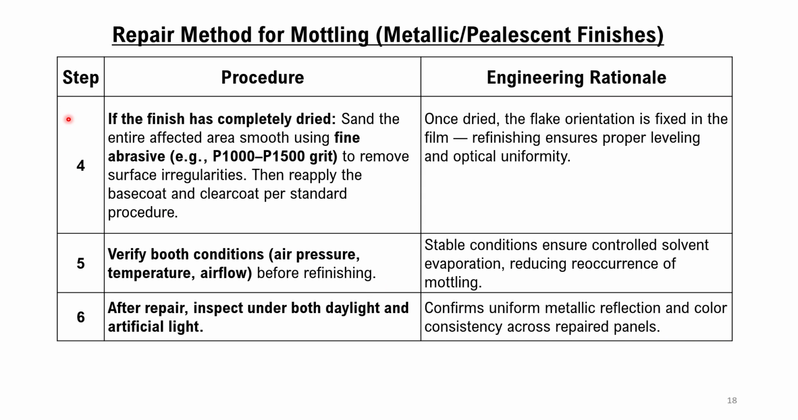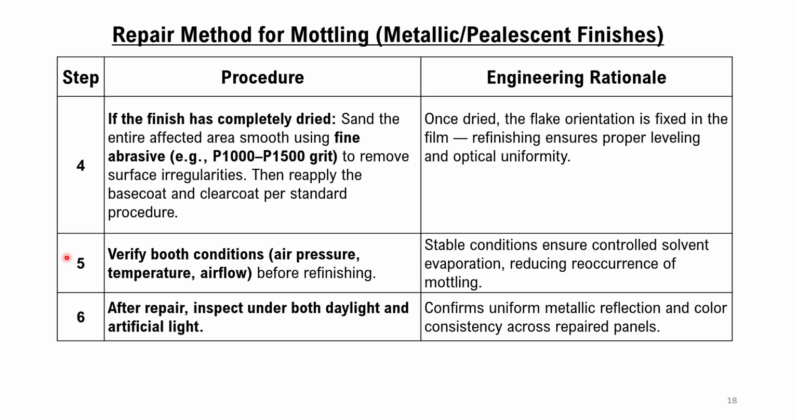Step number 4. If the finish has completely dried, sand the entire affected area smooth using fine abrasive P1000 to P1500 grit to remove surface irregularities. Then reapply the base coat and clear coat per standard procedure. Once dried, the flake orientation is fixed in the film. Refinishing ensures proper leveling and optical uniformity.